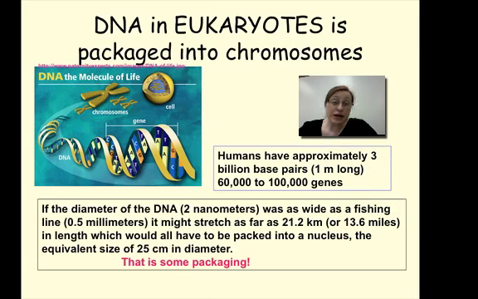DNA that's in eukaryotes is much, much more. We have approximately 3 billion base pairs, and that can range anywhere from 60,000 to 100,000 genes, although that's a high estimate. So what's going to happen is we're going to take that very, very thin chromatin, and we're going to pack it very tightly by coiling it and condensing it into our chromosome structure. So it's going to become even more coiled than it already is.